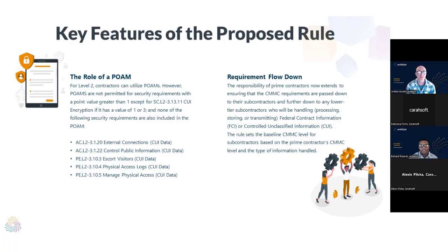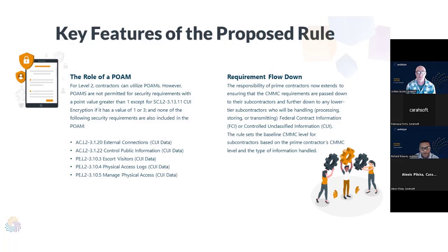Namely, starting with CMMC 2.0, you have level 1, level 2, and level 3. In the level 1 program, essentially, you don't have the availability of a POAM, which means you must meet all security requirements. No POAM optional in the level 1 program. For levels 2 and 3, the POAM is something that is possible.